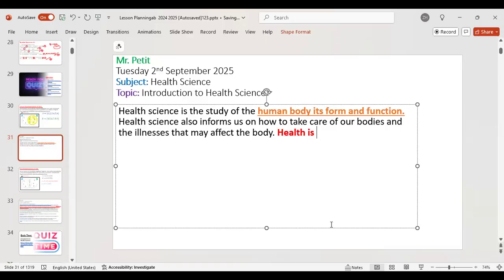So what is health? When I say health, what is health? Oh, by the way, we're doing health science now, and then we're doing general science afterwards. So some persons might have a question on that, but we're doing health now, then general afterwards. Okay, what is health? Health is the state of complete mental, physical, emotional, and social well-being? Very good.